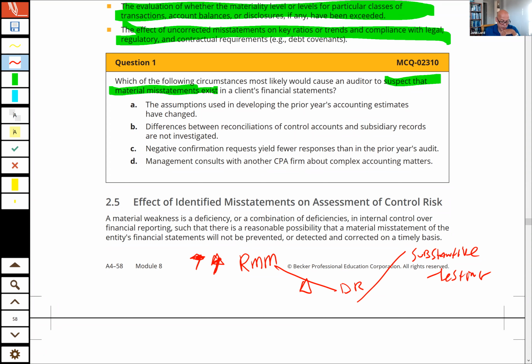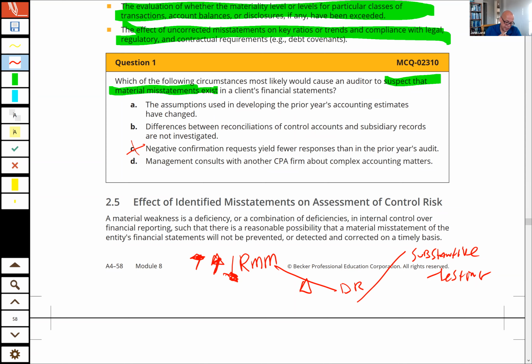Negative confirmation requests yield fewer responses than the prior year's audit. Well, they're not supposed to respond to negative. So that was just pure nonsense. Management consults with another CPA firm about complex accounting matters. That might actually do what? Drive down RMM, although that would have to be approved by the board of directors before they consulted with another accounting firm, because the board of directors are the ones that hire and fire accounting firms. But assuming the board of directors signed off on that, that would bring down RMM.